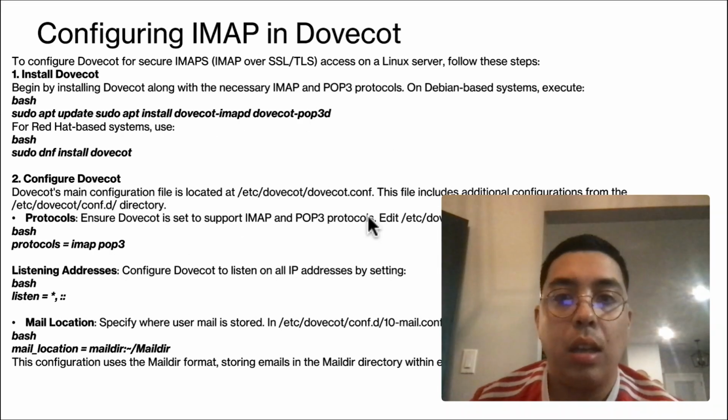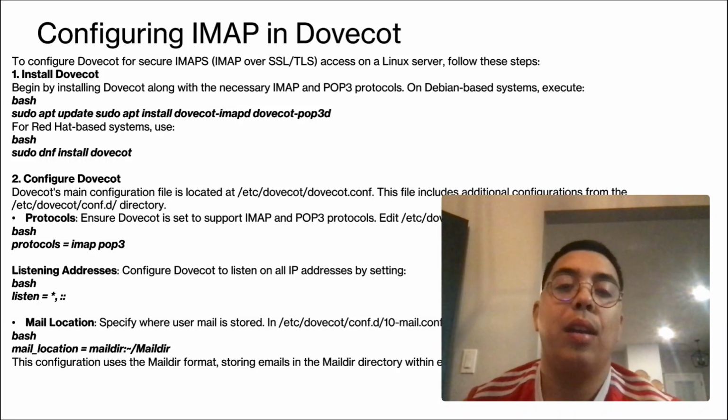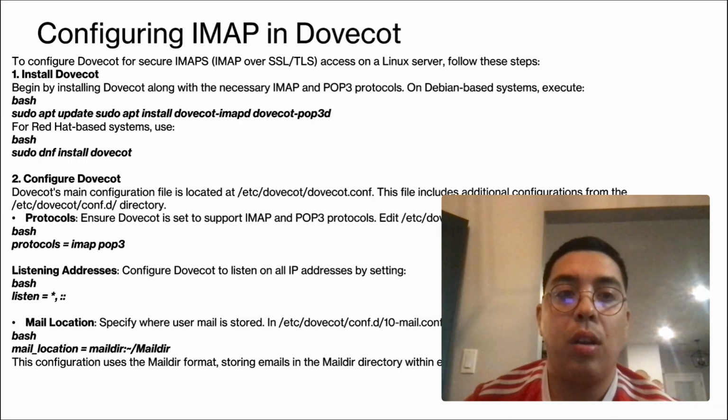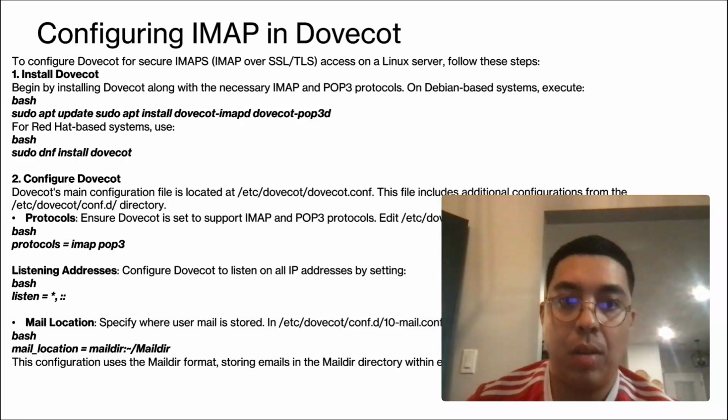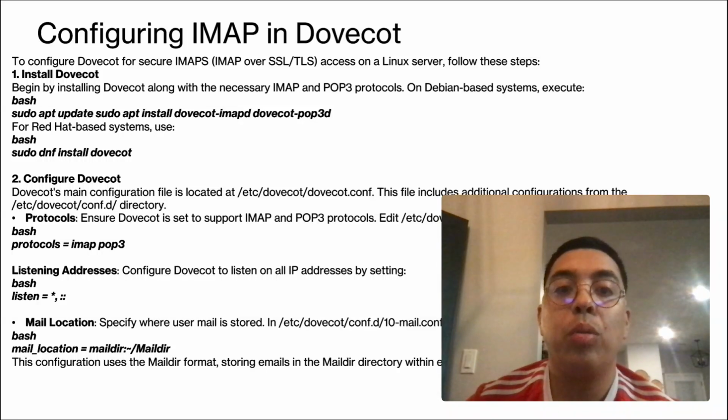Next, configuring IMAPS in Dovecot. To set up secure IMAPS, we need to enable SSL and TLS encryption. This involves obtaining an SSL certificate, modifying configuration files, and ensuring Dovecot listens on port 993. Proper firewall rules must also be in place to allow secure IMAP traffic.